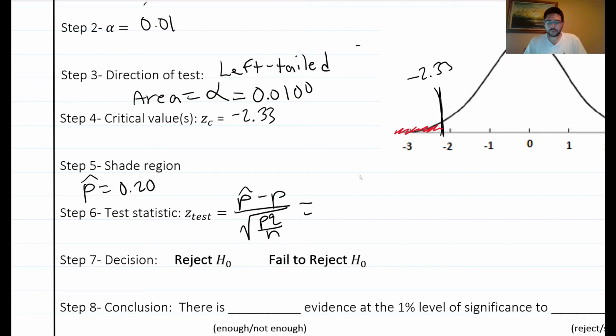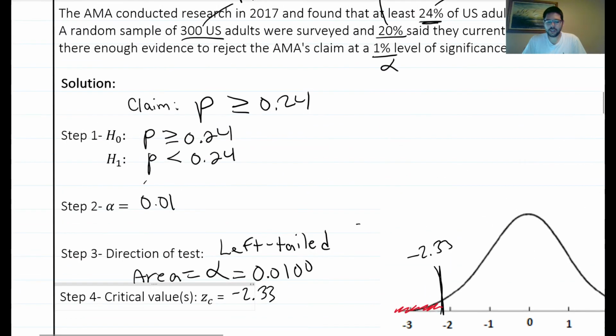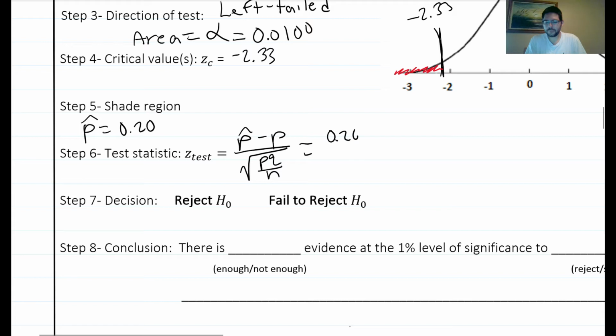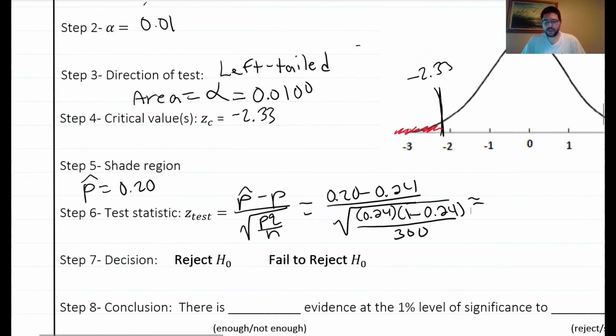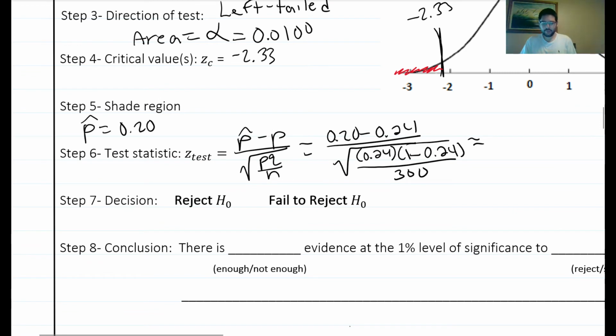So 0.20, and then they mentioned that the actual p was from the hypothesis, the claim, which is 0.24. So we have 0.20 minus 0.24 over the square root of, now we know that p is 0.24. So the q in this case is, remember, it's 1 minus p. So it's 1 minus the probability of success, or the population proportion. And n is 300 people that were surveyed. And that was from our sample size, and we double check that. Yep, 300 adults. All right, so now we're going to go ahead and calculate this.